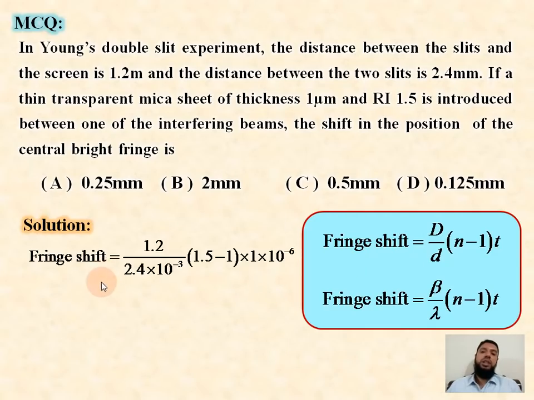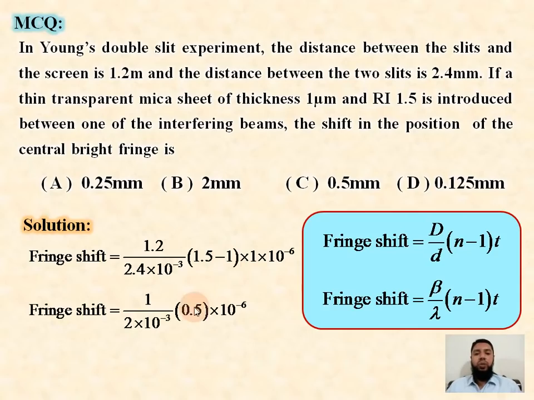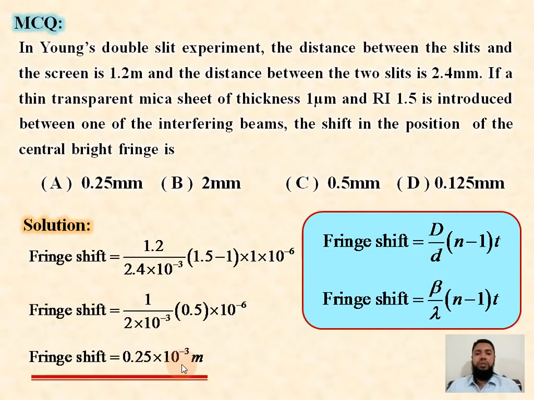The fringe shift is equal to 1.2 capital D, as given. Then the distance between the slits is 2.4 millimeter, 2.4 into 10 power minus 3. The refractive index of the mica sheet is 1.5 and thickness is 1 micron. On simplifying, 1.2 and 2.4, the 2 times cancel. 1.5 minus 1 is 0.5. Therefore, it will become 0.25 into 10 power minus 3 meter. This is the fringe shift we have observed in this case. Hence, the correct option is option A, 0.25 millimeter.